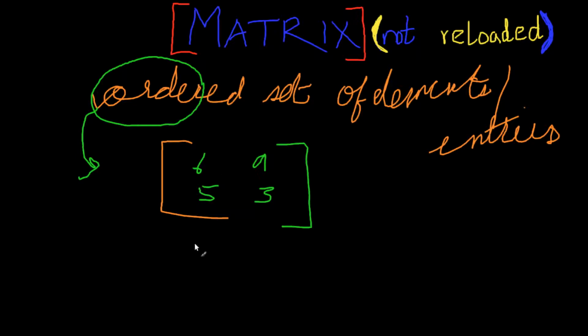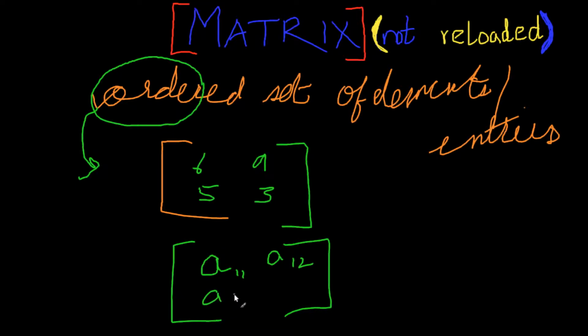If I want to represent this matrix in another form with a variable a, so guys, you always write the row first in any notation in a matrix, in the matrix chapter. So this 6 will have a notation of a1 1. Similarly, this 9 will have a notation of a1 2. 5 would be a2 1, and 3 would be a2 2.